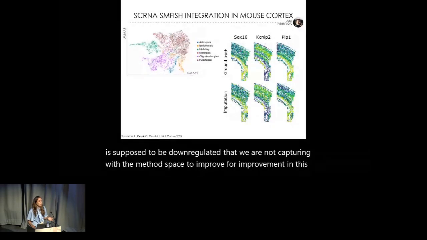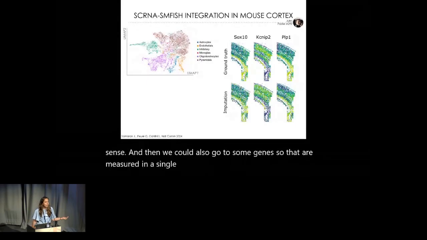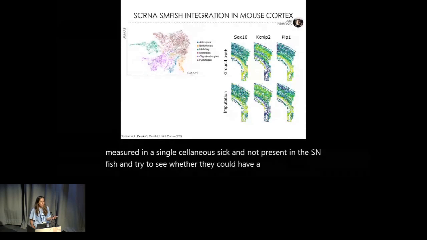And then we could also go to some genes that are measured in the single-cell RNA-seq and not present in the smFISH, and try to see whether they could have a pattern in space that is relevant and similar to the markers that were measured in the smFISH. And we could identify some of the genes that were having this interesting patterning.